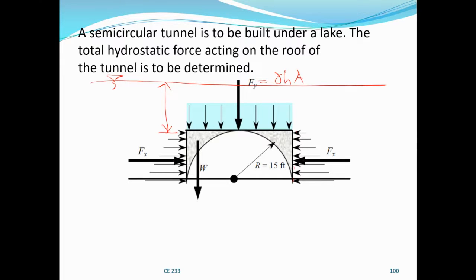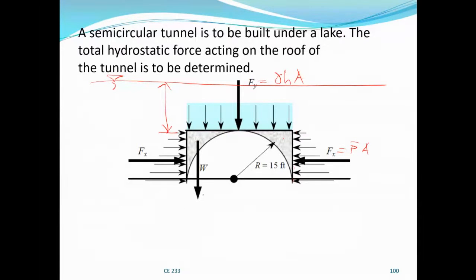Then Fx, Fy are equal, so they will cancel out, no need to even determine them. If we want to determine them, of course, it is the pressure acting at the centroid times the area of this side. But they're equal and opposite, so they will cancel out. And the weight of the fluid, the same weight here is the same weight here.